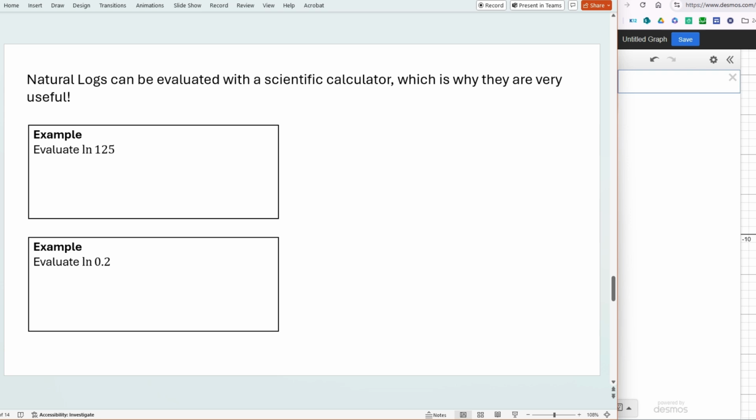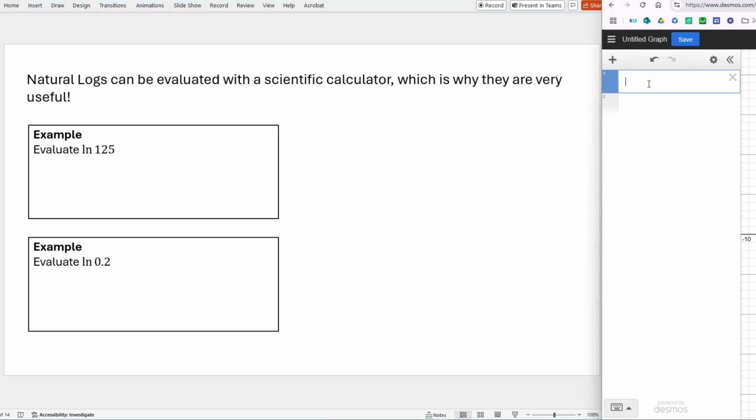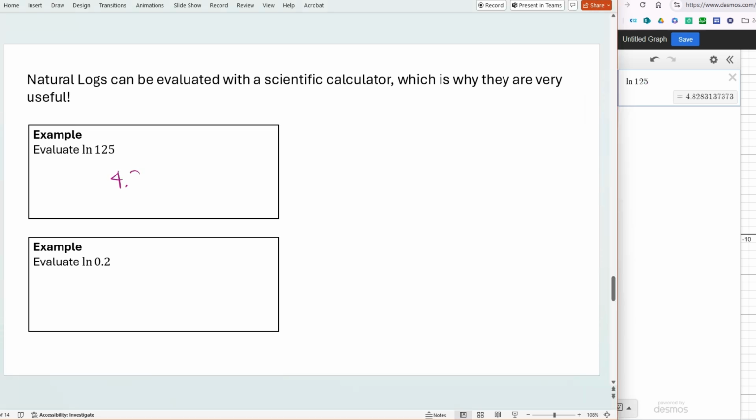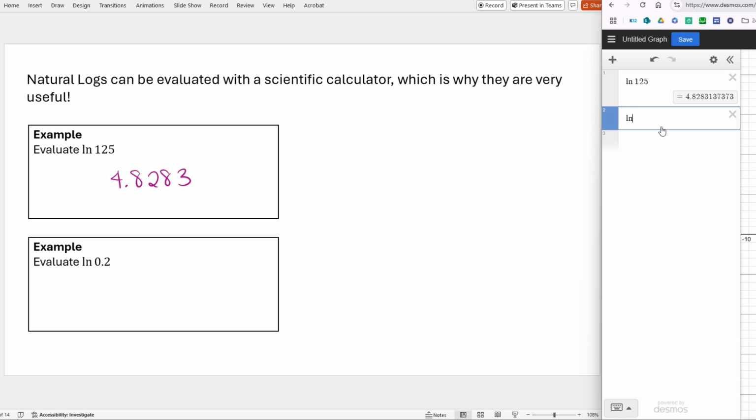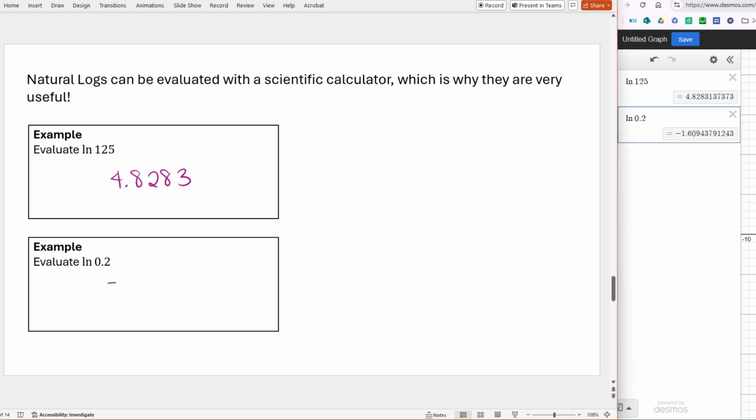So just like common logs, we can also evaluate natural logs using our calculator. So that also makes them very useful when we're solving problems. You just have to go to Desmos. You just type in ln and then you can do 125. It'll give you a value you can approximate. So I have 4.8283. We can do the natural log of 0.2. You just do ln 0.2, and it gives you a value. So we have negative 1.6094.